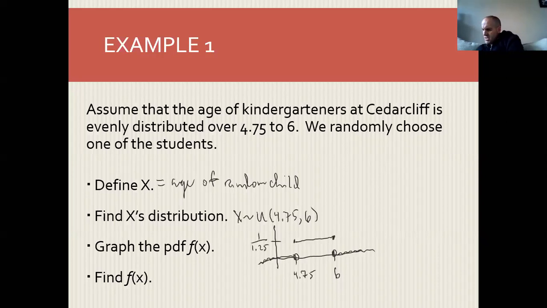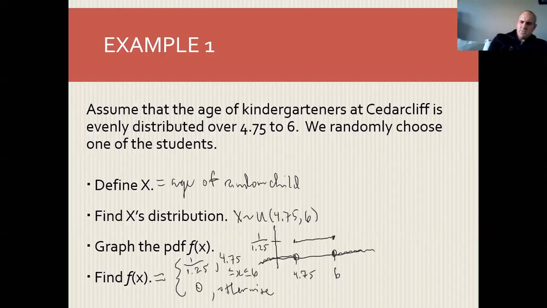What is the PDF? Well, we can see it right there. It's equal to 1 over 1.25, since 6 minus 4.75 is 1.25. That's where that number came from. And that is for 4.75 less than or equal to X less than or equal to 6, and it's 0 otherwise. For X between 4.75 and 6, it's equal to 1 over 1.25, and it's equal to 0 otherwise.